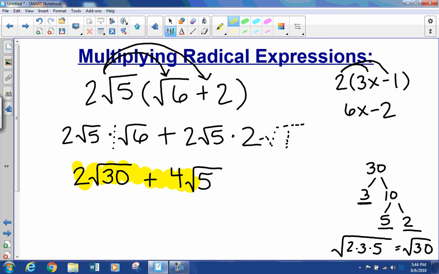And that is 3 examples of multiplying radical expressions to kind of go along with what we started first with simplifying.